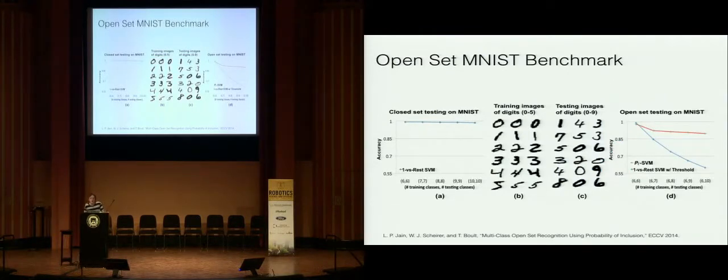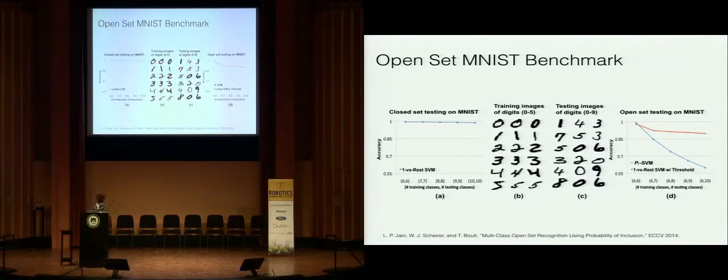So take MNIST, which of course we know is this very basic machine learning benchmark, which is widely considered to be solved and has been solved for a very, very long time. But we still use it in machine learning because it's a good baseline. If your algorithm doesn't work on MNIST, you probably have to reconsider a lot of things. But it turns out you can get more mileage out of MNIST if you change up the training protocol.